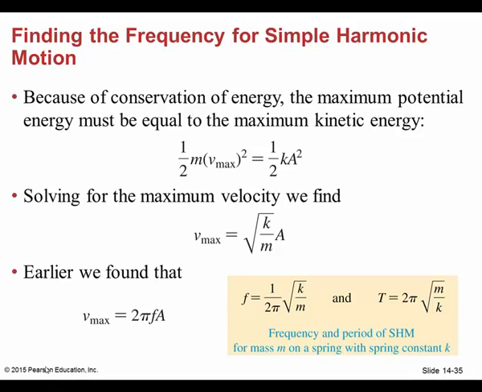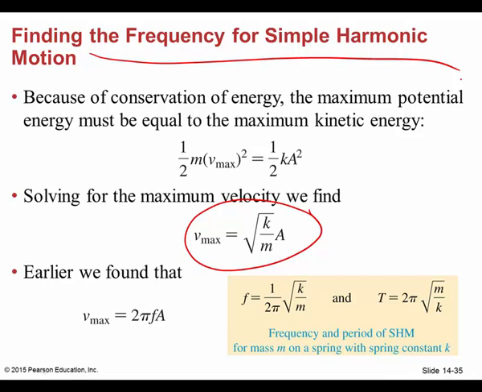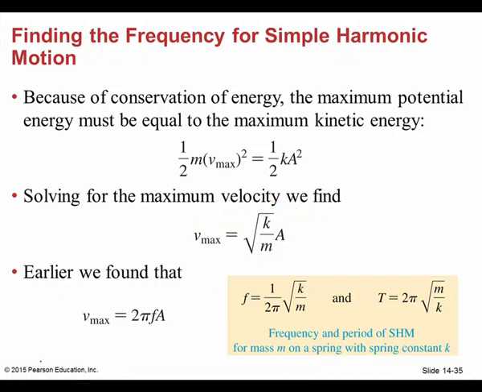Since we have conservation of energy, we can set kinetic equal to potential and solve for the maximum velocity. Here you need to write this down. This is for an object in simple harmonic motion on a spring. Please write that down that way, because look, there's Hooke's constant, the spring constant, the mass, and then the amplitude. Be sure you write it down that way on your formula card.